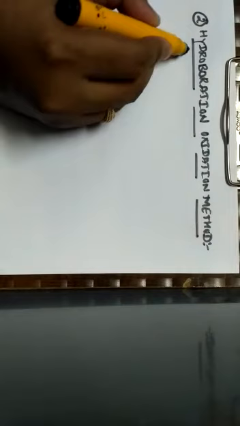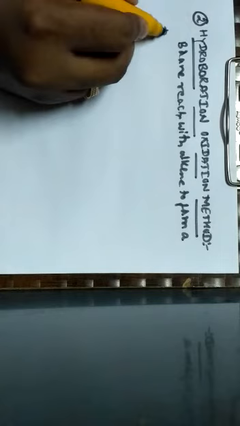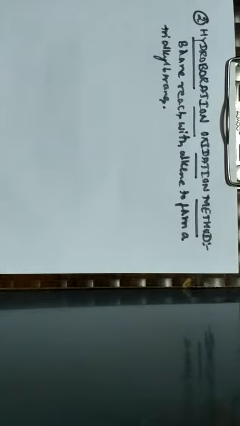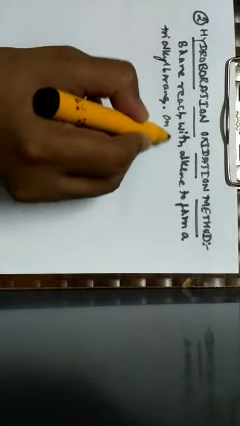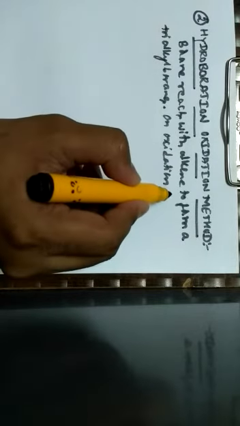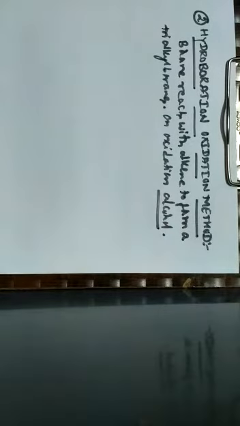So here in the hydroboration and oxidation method, borane reacts with alkene to form a compound called trialkyl borane. And further, these trialkyl boranes, when subjected to oxidation, give alcohol as the major product. So how this is obtained, let us analyze.